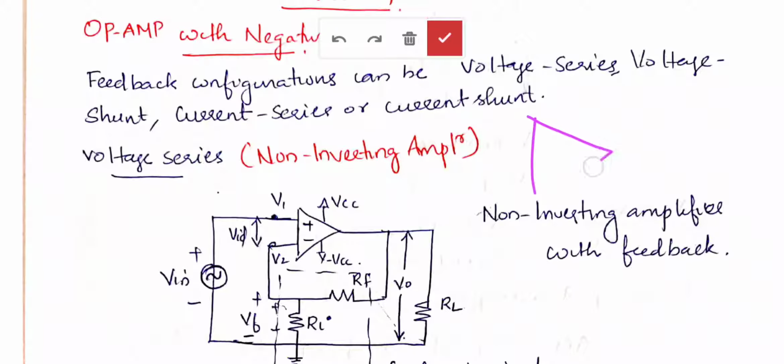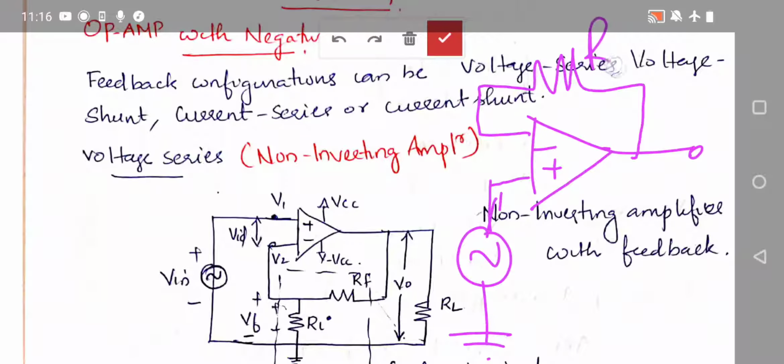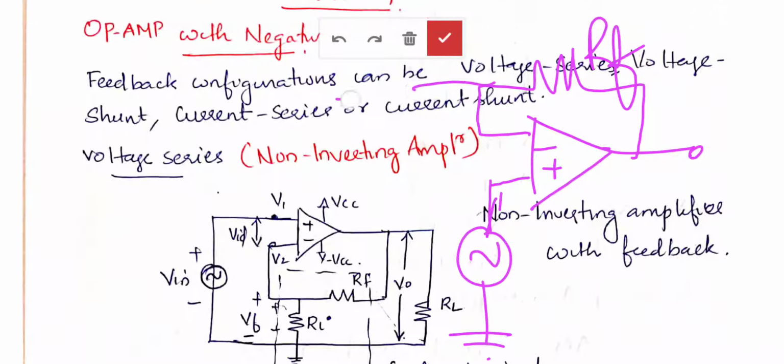Normally for an op-amp we have two terminals, one is the inverting terminal, another one is the non-inverting terminal. The input signal which has to be amplified, if it is given to the non-inverting terminal, then it is known as a non-inverting amplifier. And here we have the feedback resistance RF and we have the input resistance Ri which is grounded.